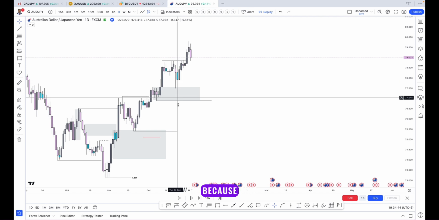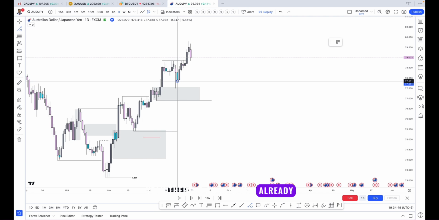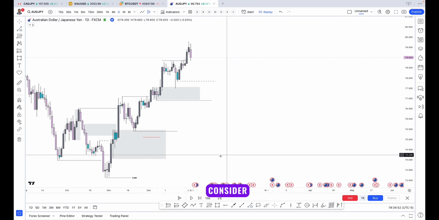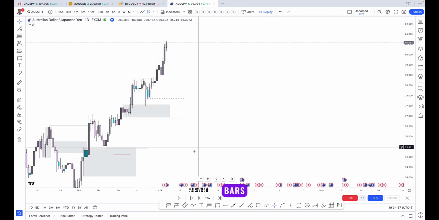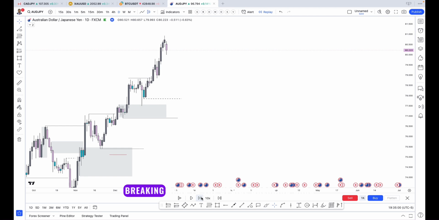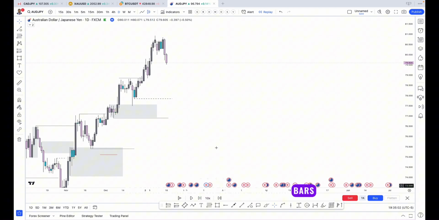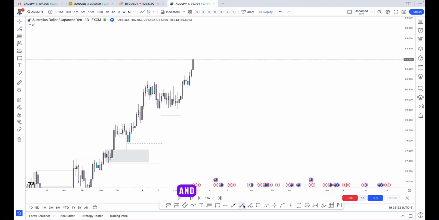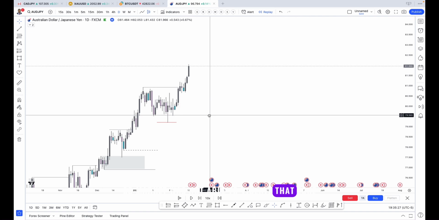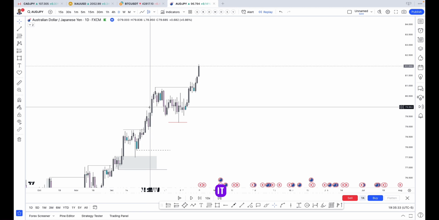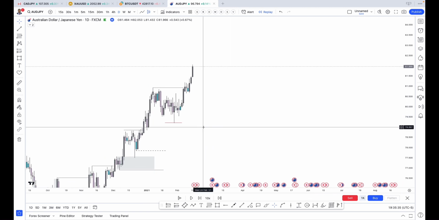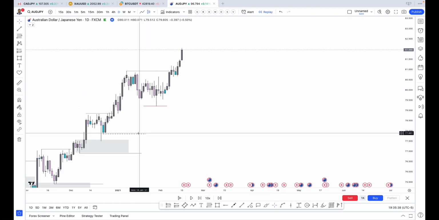Why? Because, fine, there is an internal low already. So let's just consider that one. So we moved, we started breaking bars to the upside, breaking bars to the upside. So we moved and got an opportunity from that area. The market was not able to violate that zone. So this zone was a bit strong, and this was also strong. So we end up having what?